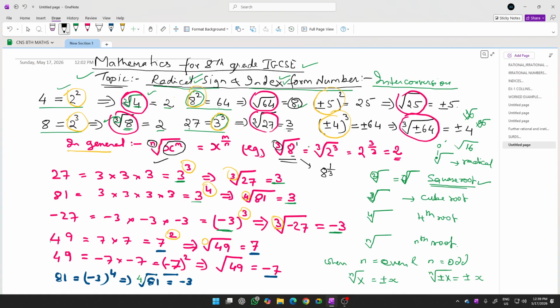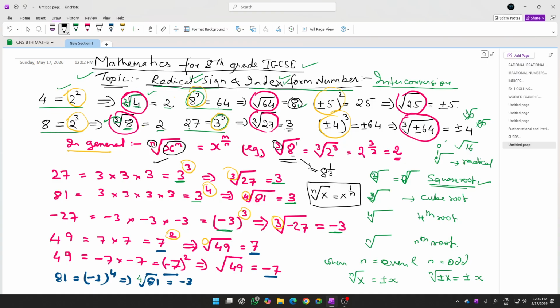Okay, so cube root of 8 can be written as 8 raised to 1 by 3. In general, nth root of any number x can be written as x raised to 1 by n. Remember that. Is that clear? But I know that 8 can also be written as 2 raised to 3.